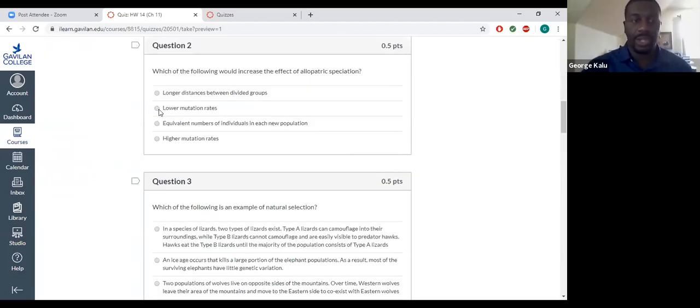So question 2, which of the following would increase the effect of allopatric speciation? Okay, so we have A, longer distances between divided groups, B, lower mutation rates, C, equivalent numbers of individuals in each new population, or D, higher mutation rates. Which one would increase the effect of allopatric speciation?